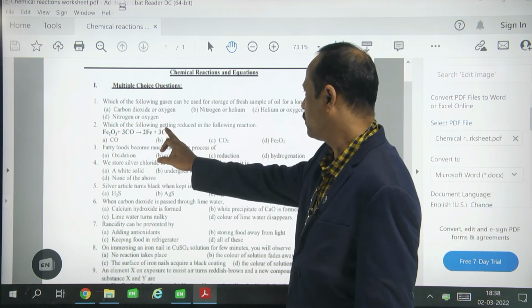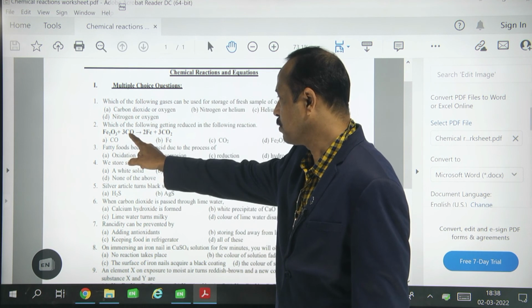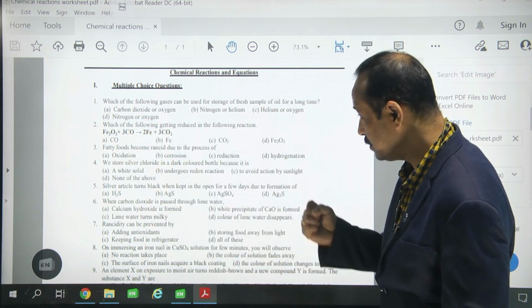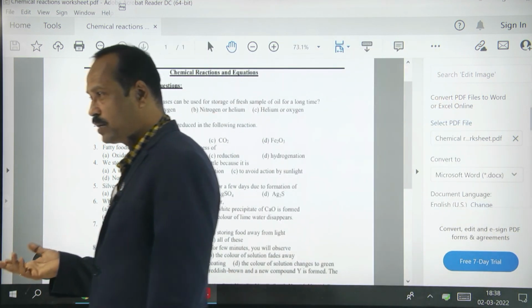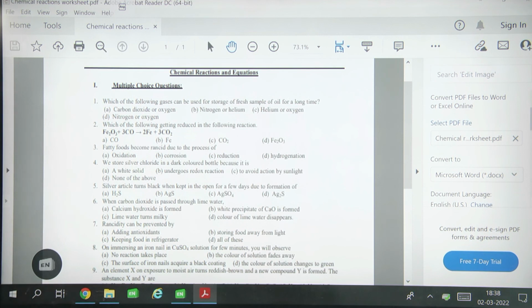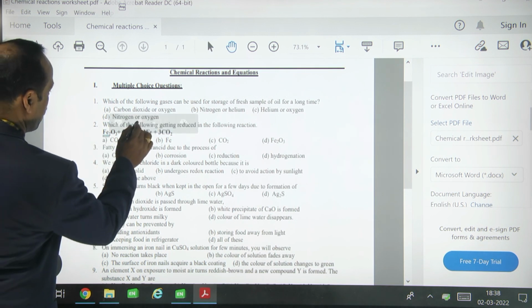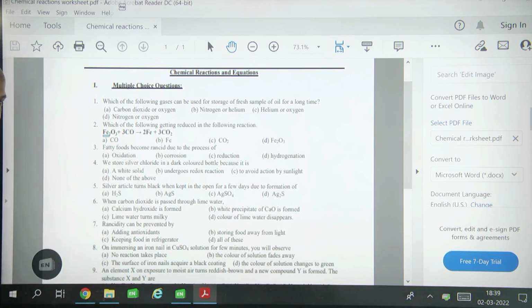Which of the following is getting reduced in this reaction? Iron oxide reacting with carbon monoxide to give iron and carbon dioxide. Reduction means removal of oxygen. From which is oxygen removed? From iron oxide. Iron oxide is becoming iron here. So the meaning is iron oxide is getting reduced. Clear?